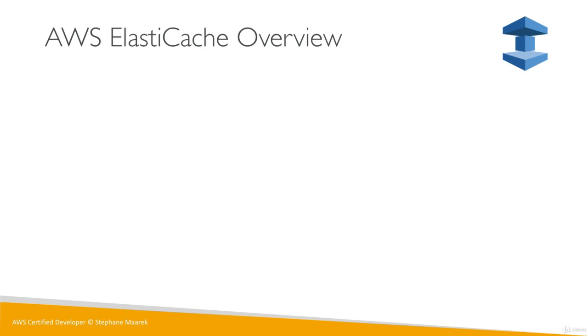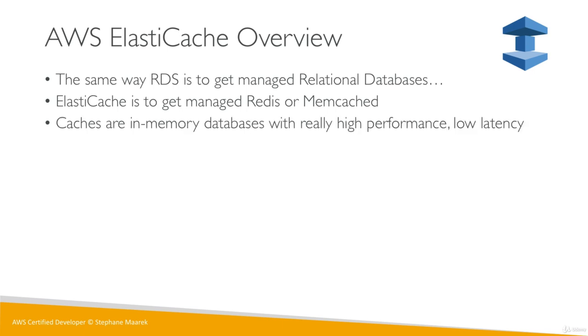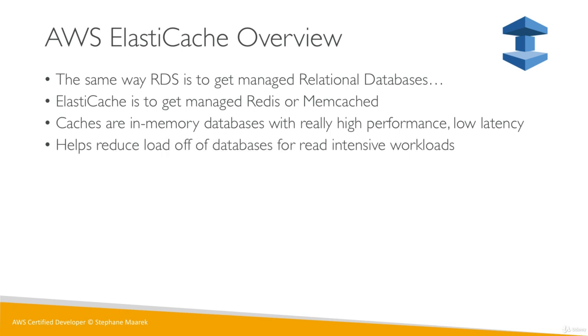Now we're getting an AWS ElastiCache overview. So the same way RDS is to get a managed relational database, ElastiCache is to get a managed cache, in this case Redis or Memcached. And caches are basically in-memory databases, so they run on RAM and they have really high performance and usually really low latency. And their role is to help reduce the load off of databases by caching data, and so that the read-intensive workloads read from the cache instead of reading from the database.